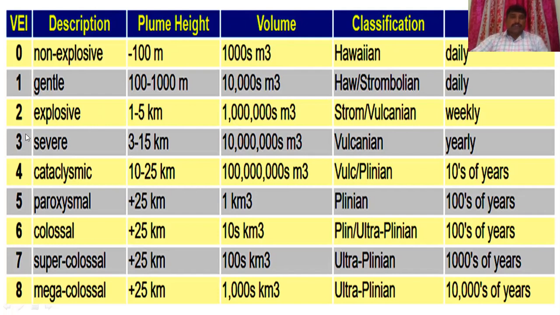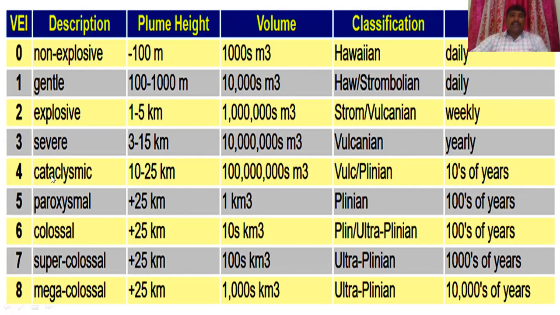Weekly once it erupts. The next VEI is a severe explosion, and plume height would be 3 to 15 kilometers from the surface, and the volume would be around 1 crore cubic meters, and these are Vulcanian type eruptions. Yearly once these volcanoes erupt.